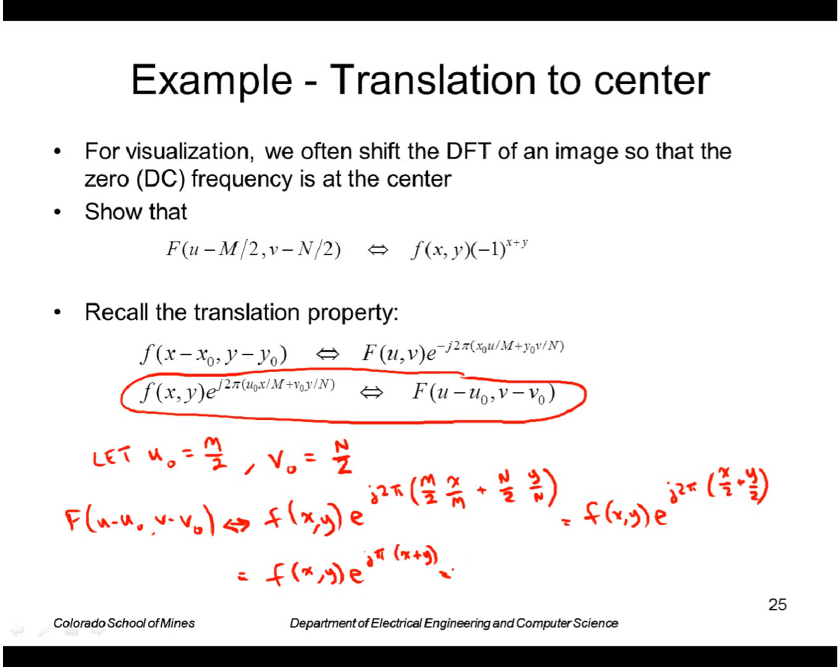And now we're going to use, well, first let me write f of xy e to the j pi, and that whole quantity raised to the x plus y. So we use Euler's formula that e to the j pi is cosine of pi plus j sine of pi. So that's just a -1. So it's -1 to the x plus y.